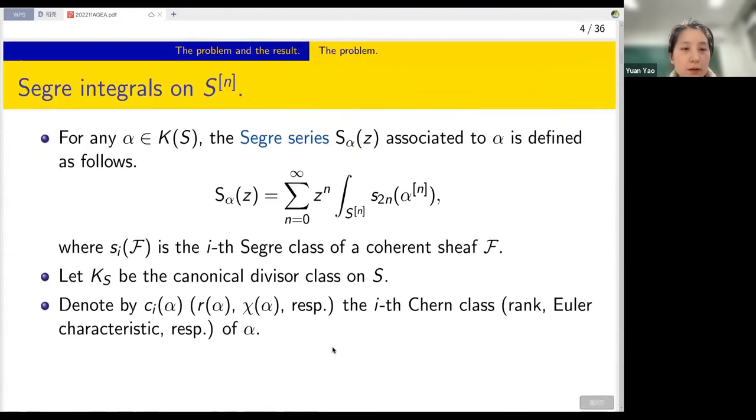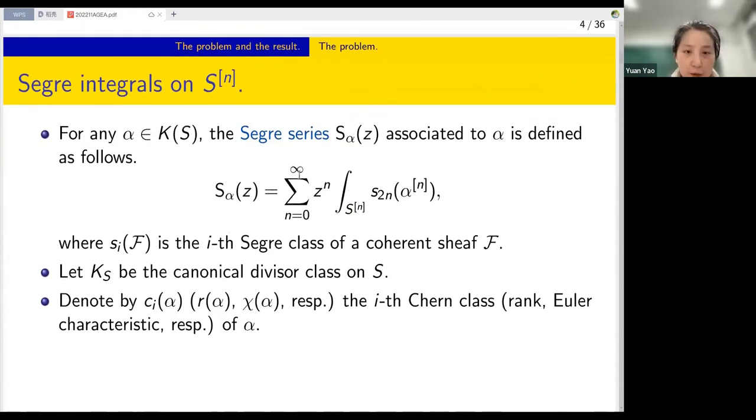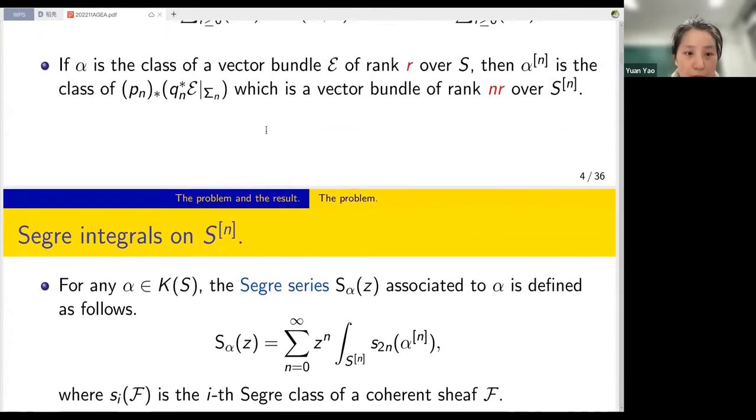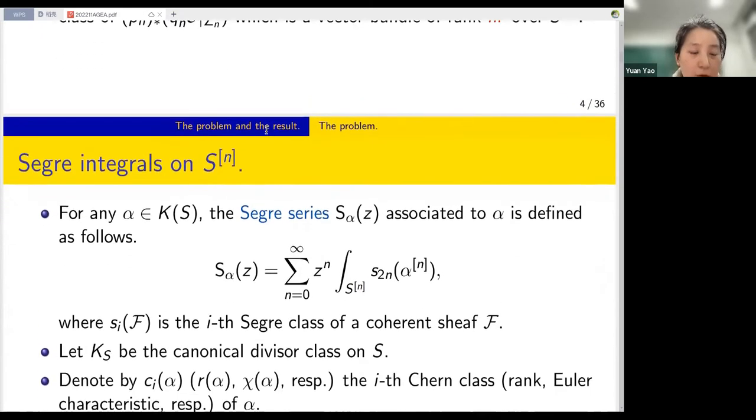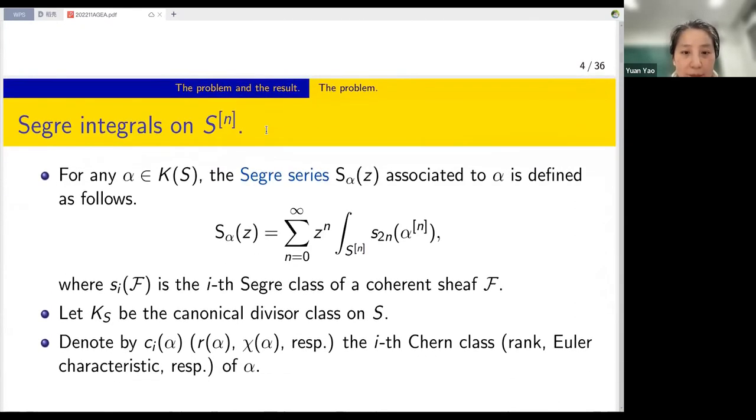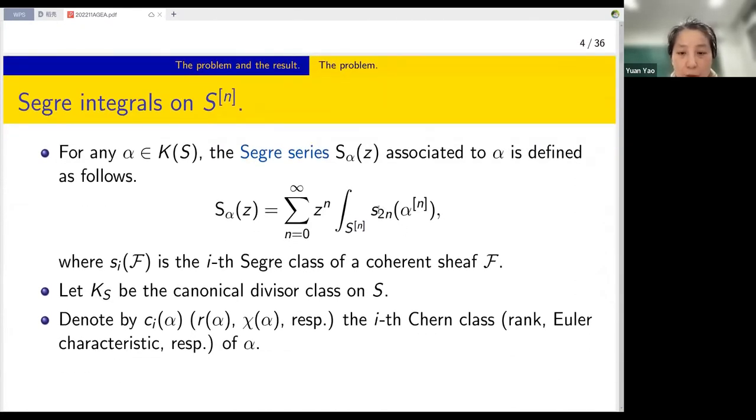Now, Segre integrals are defined to be the integration of the top Segre class of alpha^[n]. So s_{2n} is the top Segre class of alpha^[n], and then you do the integration. If you view this top class, you can also consider it as counting points. It should be zero-dimensional, so you can count the number of points.